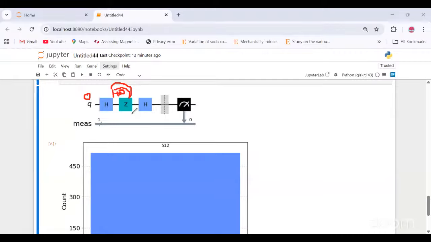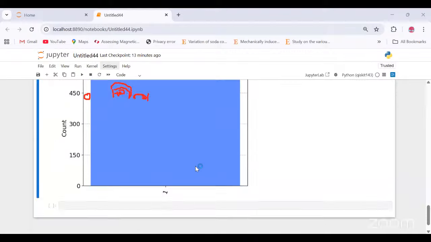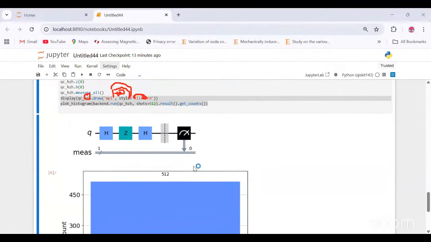Then just do the negative according to the Z table. Then apply whatever inputs we are getting to the Hadamard gate. That you can apply logically. Then measurement. This is the measurement. So these are the random circuits.